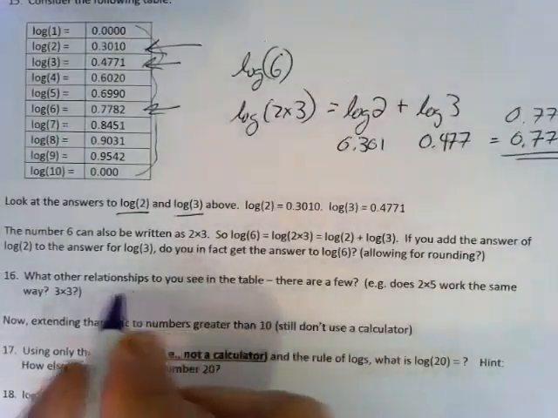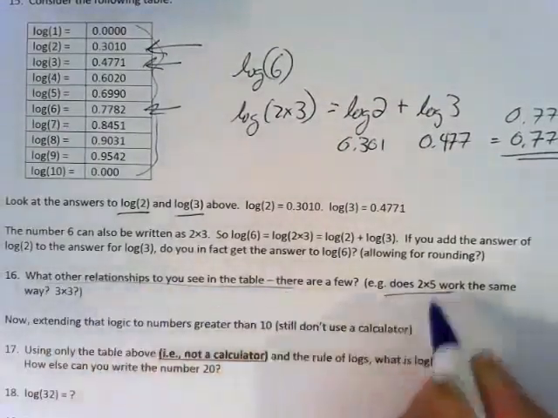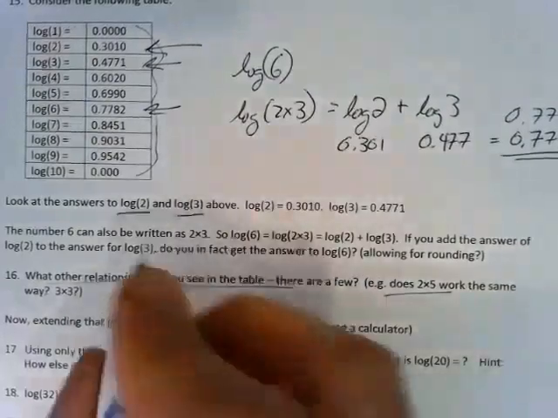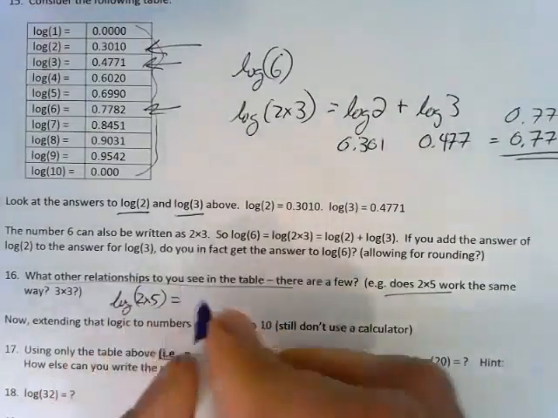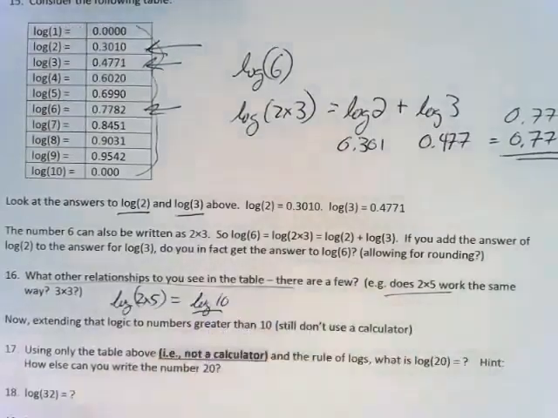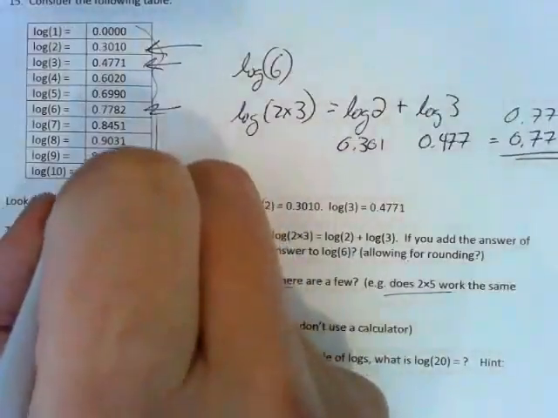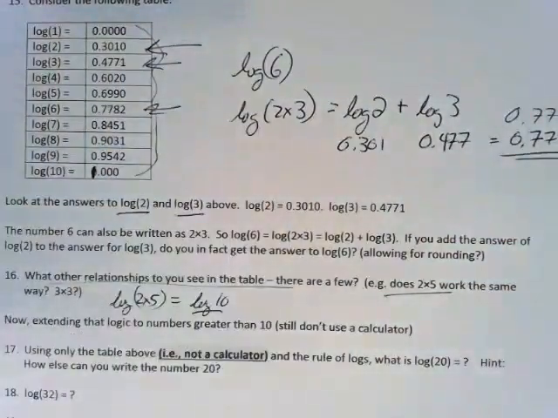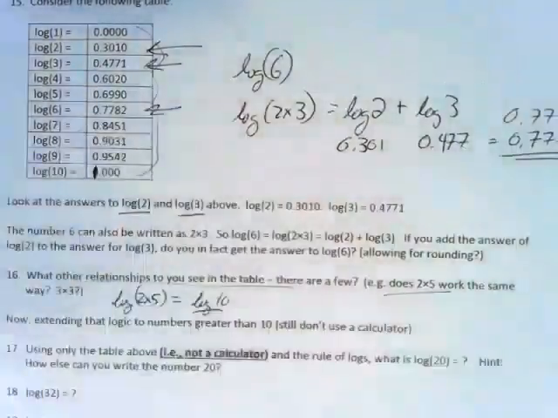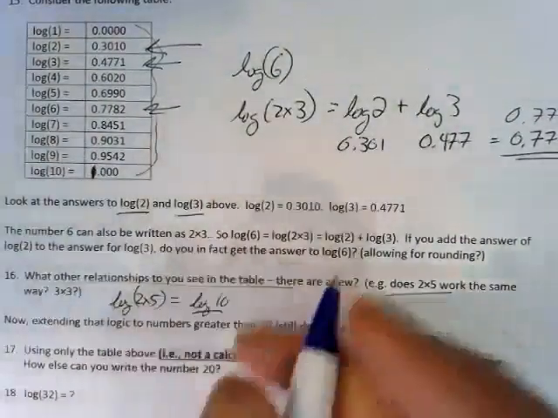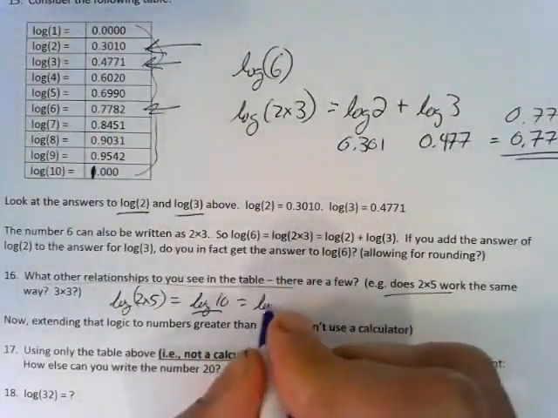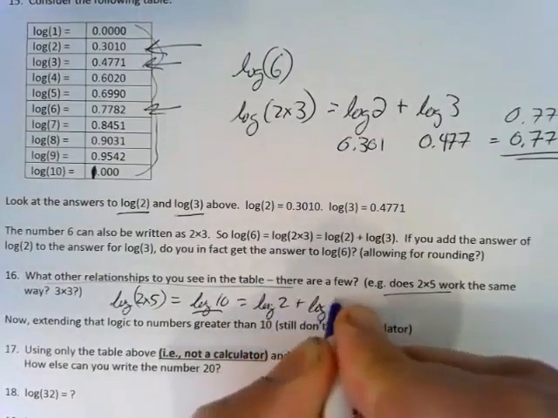And I encourage you to do this with a few others. I say here, just 2 times 5 works. So if you had the log of 2 times 5, that should be the log of 10. Well, we know the log of 10 is not 0. The log of 10 is 1. I will fix that as soon as this video is over. The log of 10 is 1. So we could rewrite this as the log of 2 plus the log of 5.